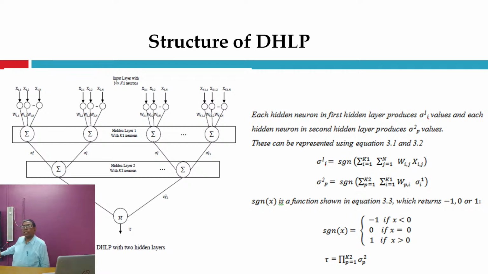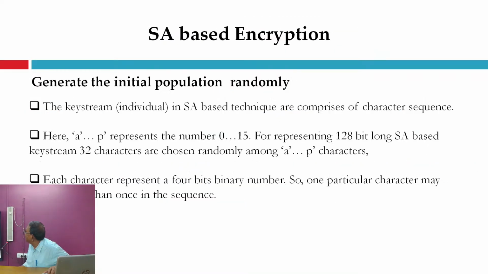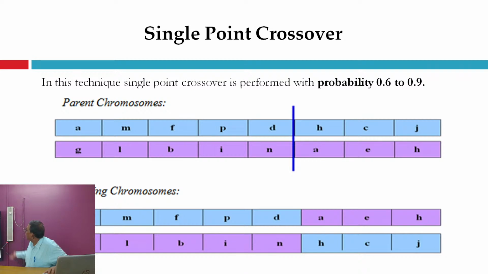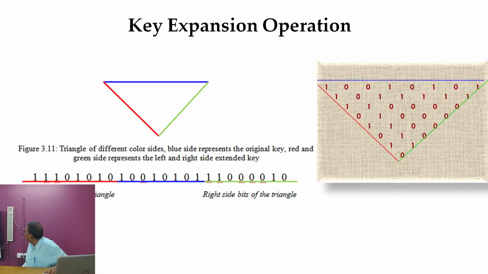We are using again only signum functions in the neural network. The signum function is sgn(x) equal to -1 if x is less than 0, equal to 0 if x equals 0, and 1 if x is greater than 0. So it is a very simple signum function we have used. Now again, for this protocol, we have used simulated annealing based encryption. Here we used some fitness function, crossover probability and mutation also, and went for encryption.